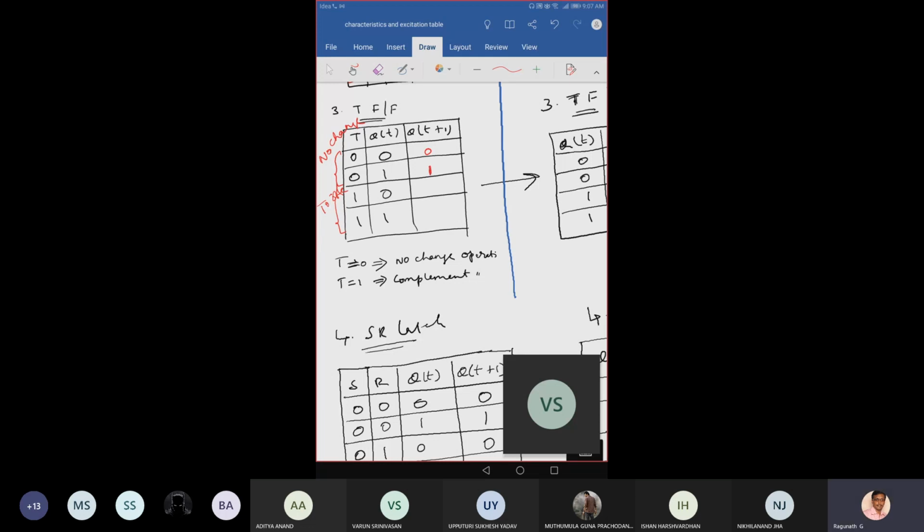Actually, here I have taken 0, 0. If T equal to 0, please understand, it will perform no change. No change means Q of T plus 1 equal to Q of T. And T equal to 1, it will perform toggle. Toggle means complement of Q of T. Am I correct? So here, the next cell value is what?